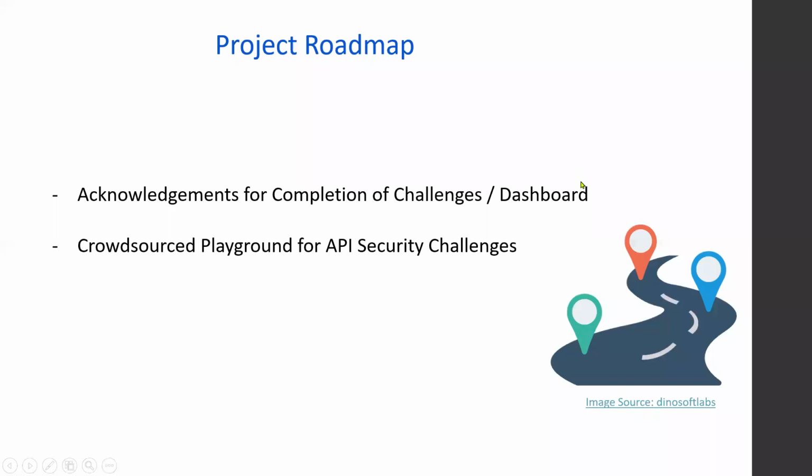You can also help in doing it. I'll share the GitHub link shortly. I also see this tool or the lab being a crowdsourced playground for API security challenges. Just like we have OWASP Juice Shop for web application security challenges, maybe people can use VAPI for API security challenges. I know it's a bit of a long dream, but I dream so. So these are the 2 points that I would like to mention as a project roadmap.